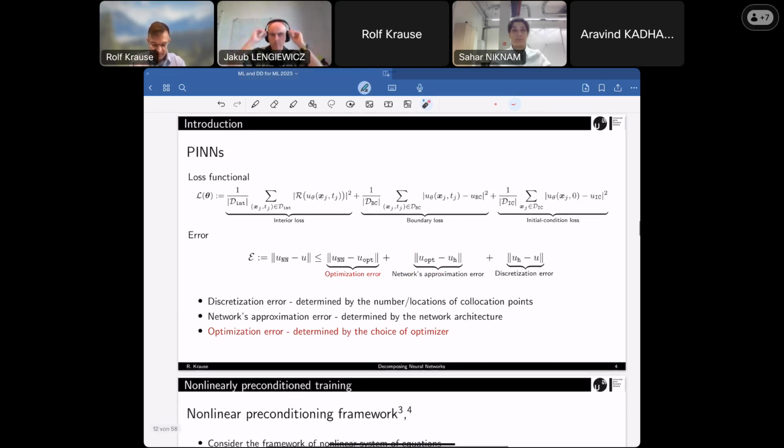during training. Okay, so the discretization error itself, of course, is determined by the number of collocation points, and the network approximation error is determined by the network architecture, and the optimization error somehow is determined by the choice of the optimizer, but also, of course, keep in mind that in practice we cannot separate between these two.